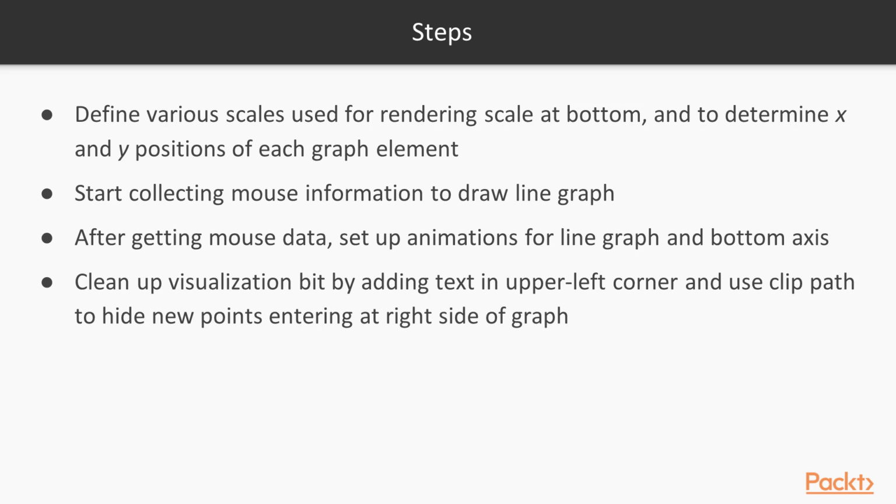To accomplish the graph, we need to take these steps. The first thing we need to do is define the various scales which we can use for rendering the scale at the bottom, and which we use to determine the x and y positions of each graph element. When we've got the scales, we can start collecting the mouse information which we'll use to draw the line graph. Once we've got the mouse data, we'll set up the animations for the line graph and the bottom axis. Finally, we'll clean up the visualization a bit by adding the text in the upper left corner and use a clip path to hide the new points entering at the right side of the graph.